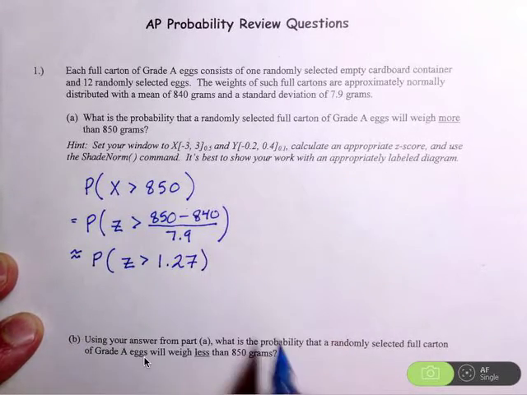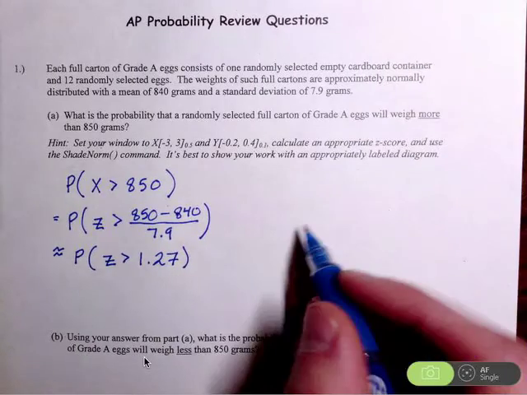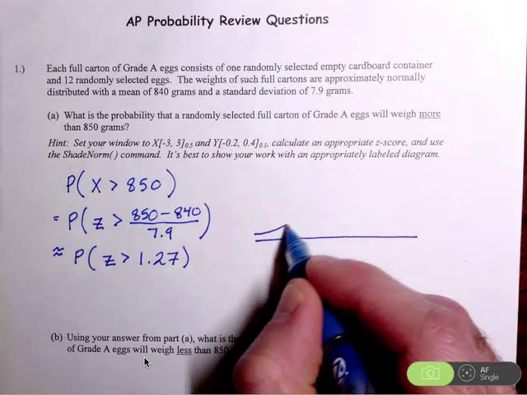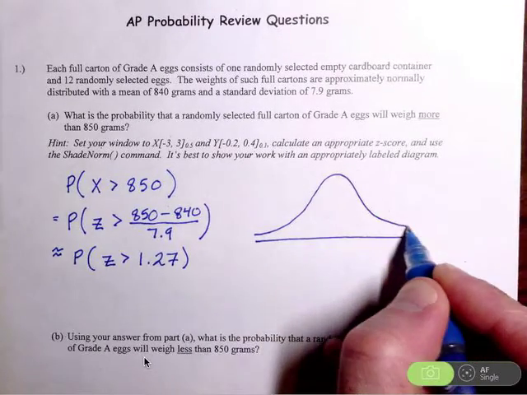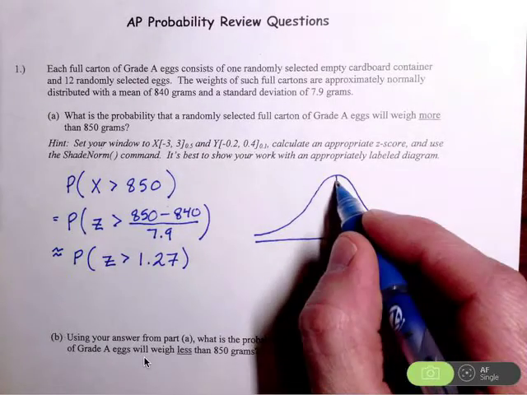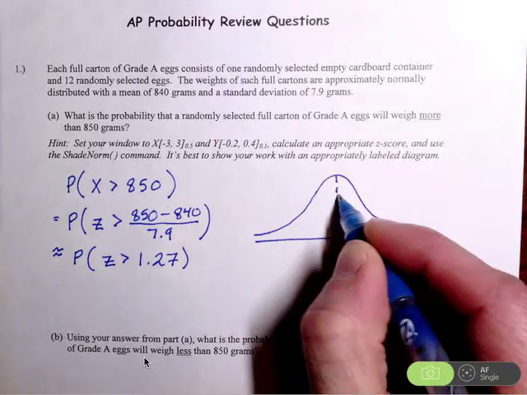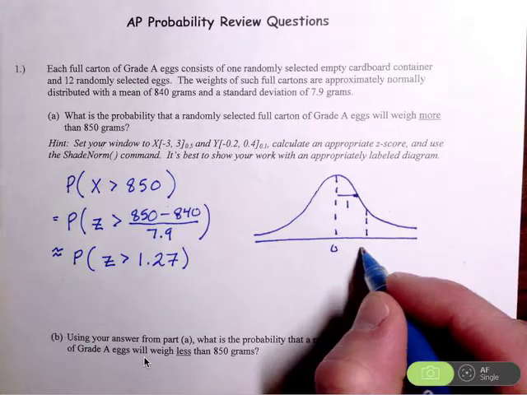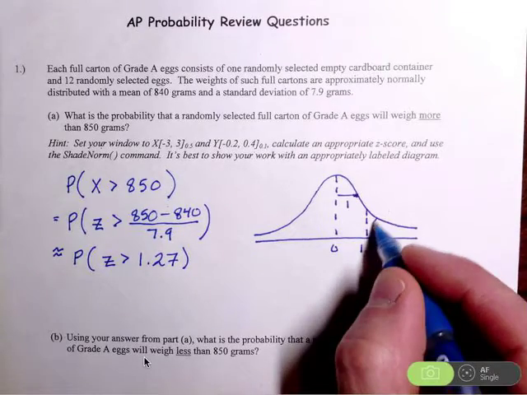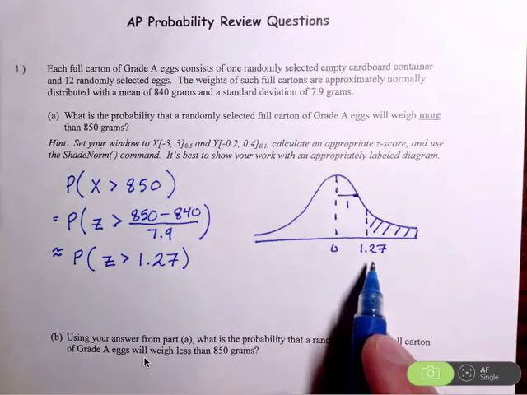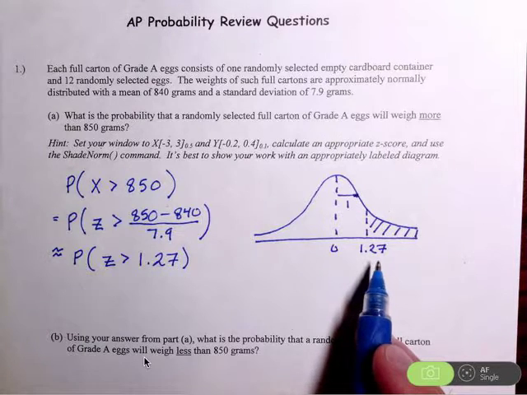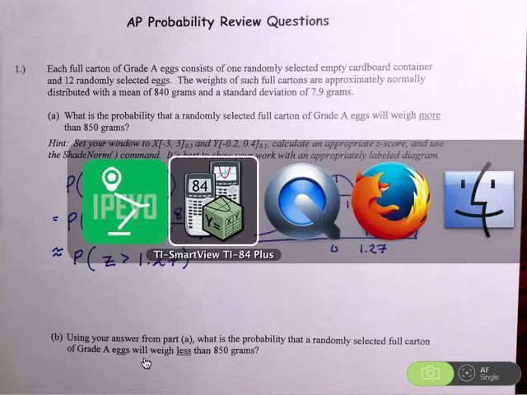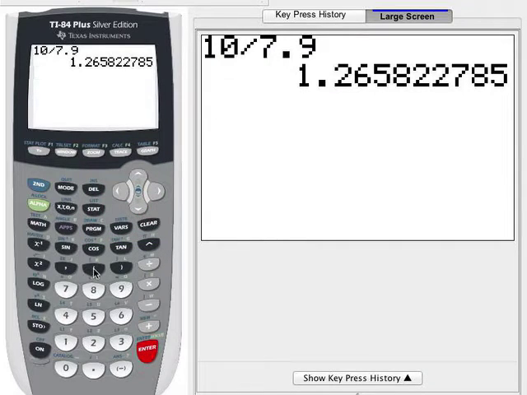Remember, what the shade norm command will do for us is give us a percentage, and we can interpret that percentage now as a probability. Working with z-scores, we've got a mean of 0 and a standard deviation of 1. We are interested in having a z-score above 1.27. So 1.27 will be our lower boundary, and using the shade norm command, we want to include a relatively high upper boundary. A z-score of 10 standard deviations above the mean is more than sufficient.